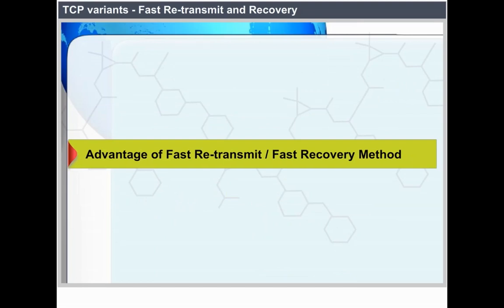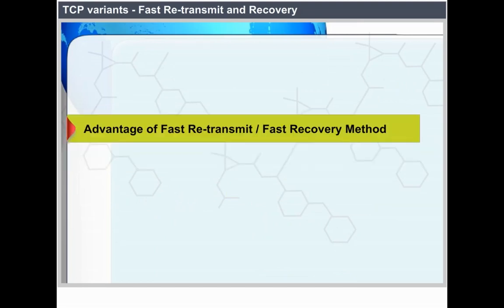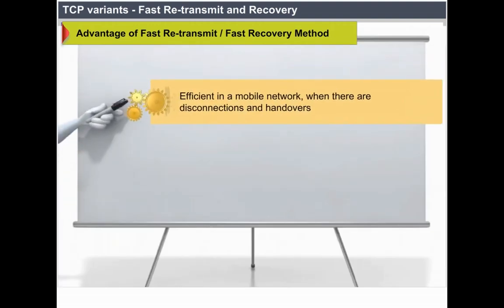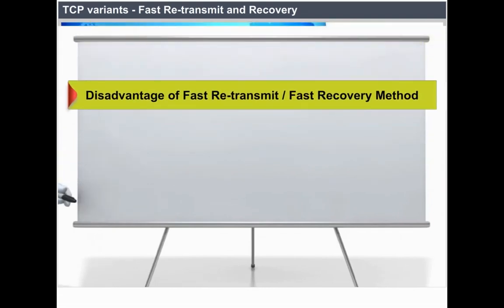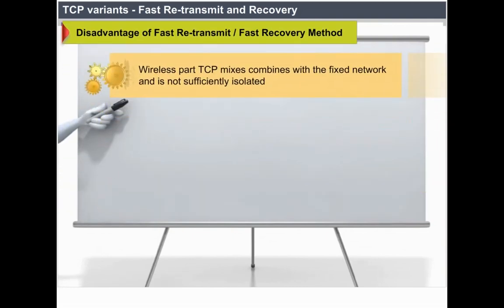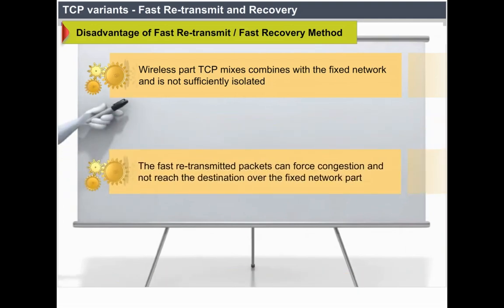Advantage of the fast retransmit or fast recovery method: efficient in a mobile network when there are disconnections and handovers. Disadvantage of the fast retransmit or fast recovery method: the wireless part of TCP mixes with that of the fixed network and is not sufficiently isolated. The fast retransmitted packets can force congestion and not reach the destination over the fixed network part.